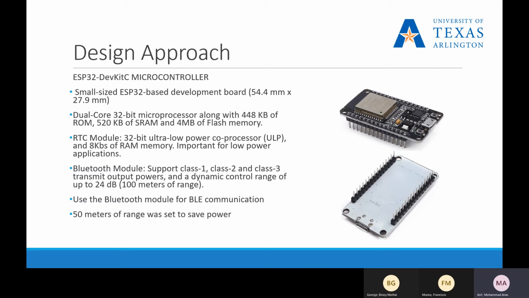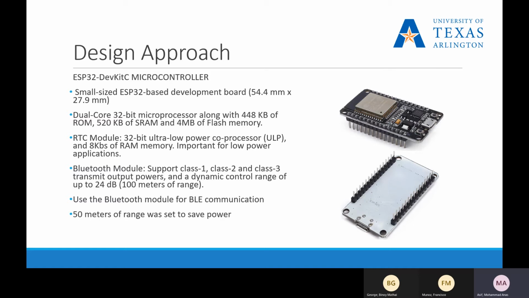Inside the ESP32 chip is a dual-core 32-bit microprocessor along with 448 kilobytes of ROM, 520 KB of SRAM, and 4 megabytes of flash memory. It also contains a Bluetooth module, a hardware accelerator module, an RTC module, and a lot of other peripherals. It offers a low-power deep sleep mode, which we'll be utilizing in our application. This is possible because inside the RTC module there is a small 32-bit ultra-low power coprocessor (ULP) and 8 kilobytes of RAM memory which stays on during deep sleep.